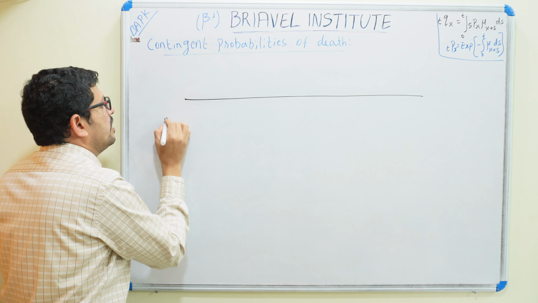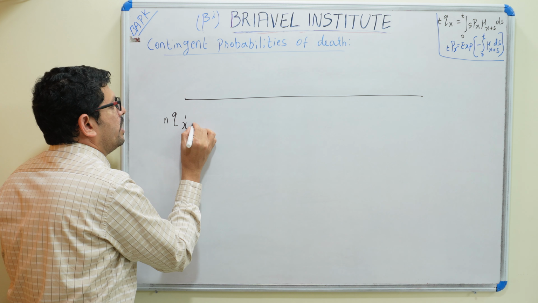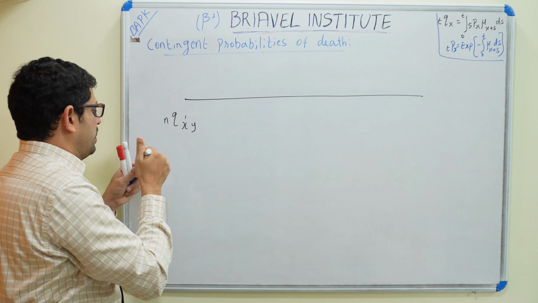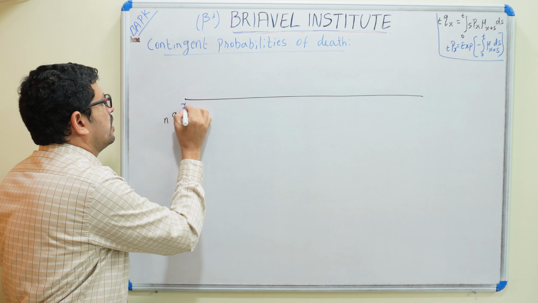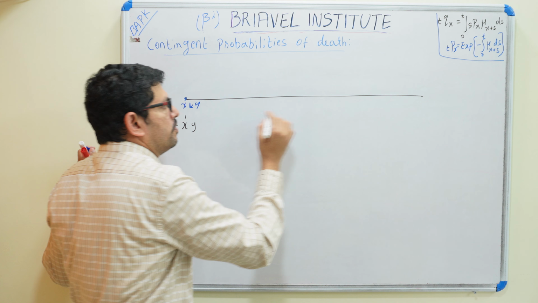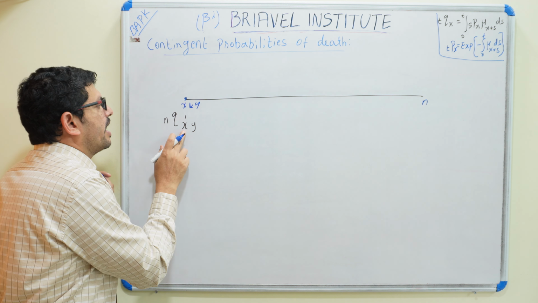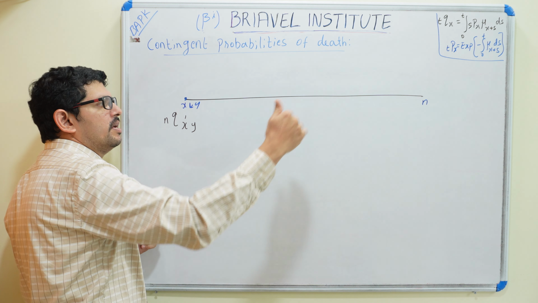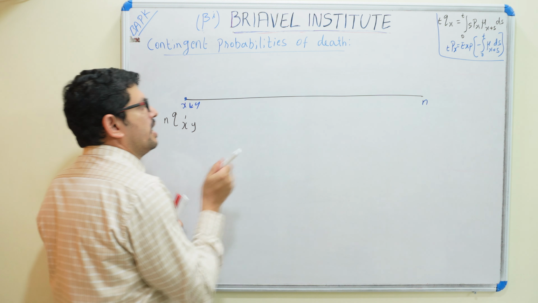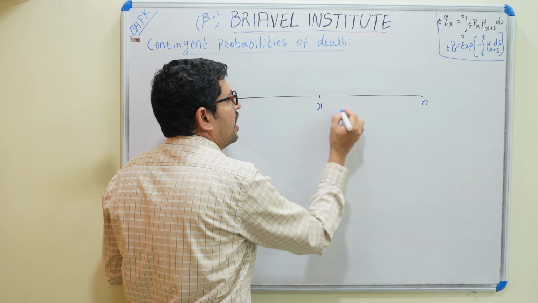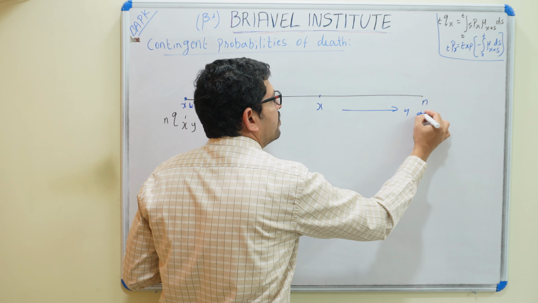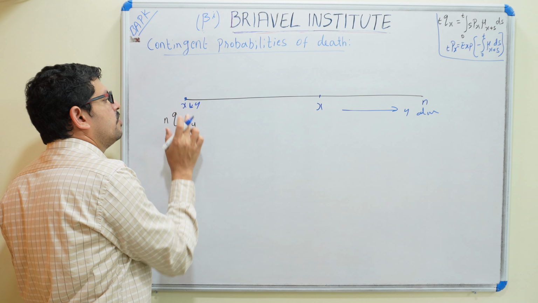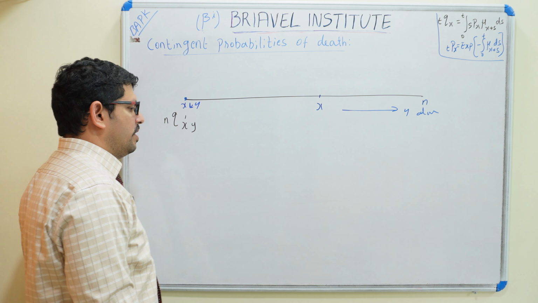First example, n q h1y. Now you see, nq, a policy is issued on the lives x and y, starting from time 0 up to n years. Within the n years x should die first, and y will be alive after that. So x may die here, after that y goes on living. That is what nq h1y represents.